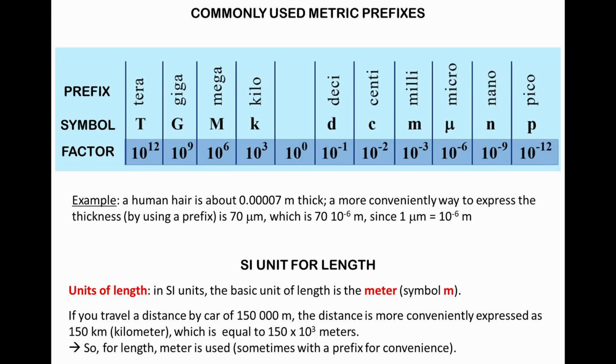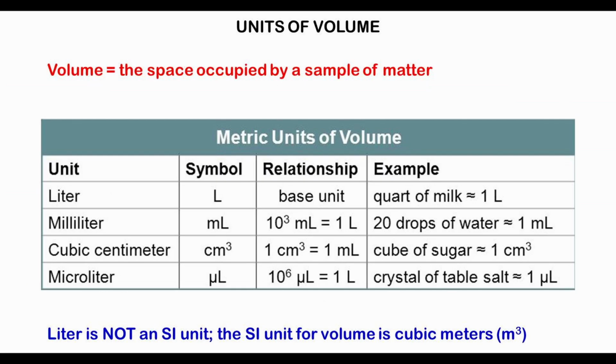Size is an important property of matter. In SI, the basic unit of length is the meter. The space occupied by a sample of matter is called its volume. Length, width and height are expressed in meters. So, the unit for volume is derived from units of length, and is the cubic meter. A more convenient unit to use for volume is the liter, which is a non-SI unit, but a metric unit.